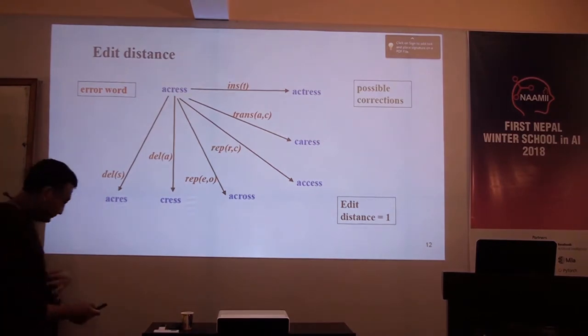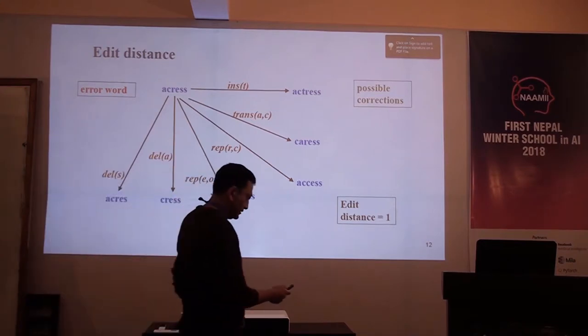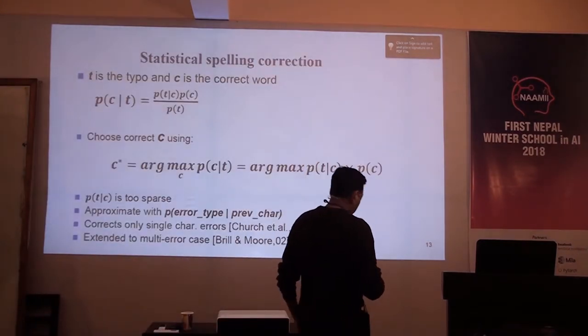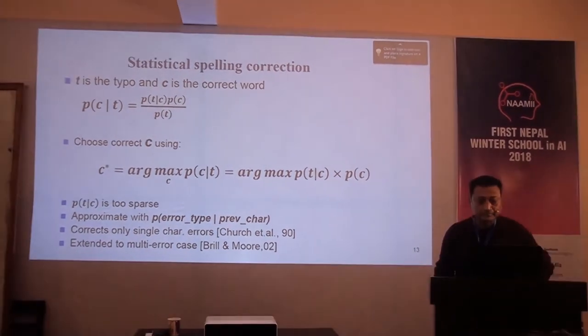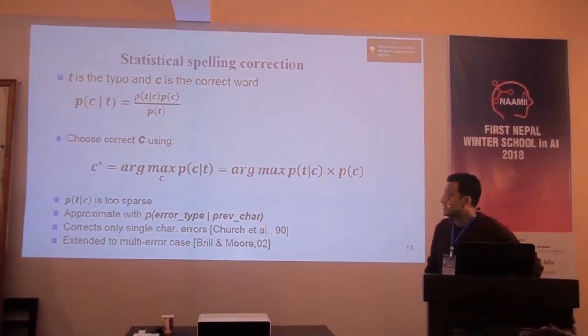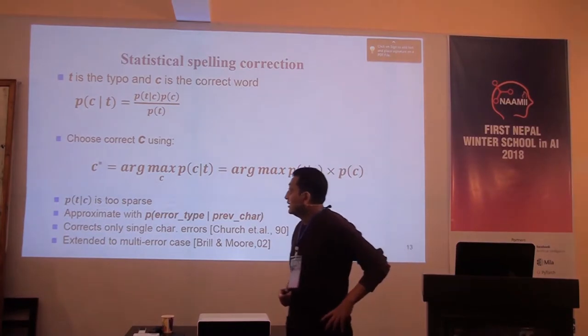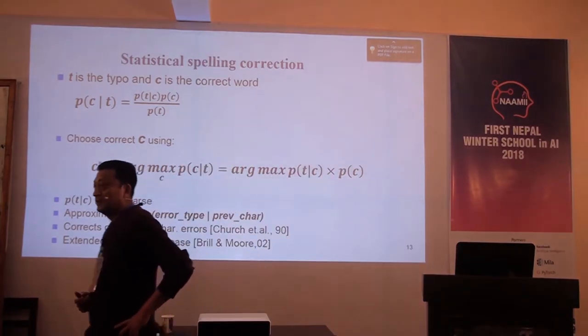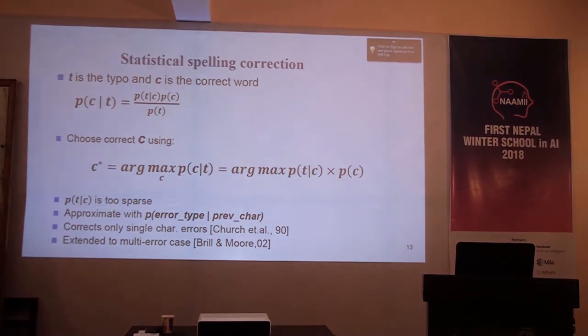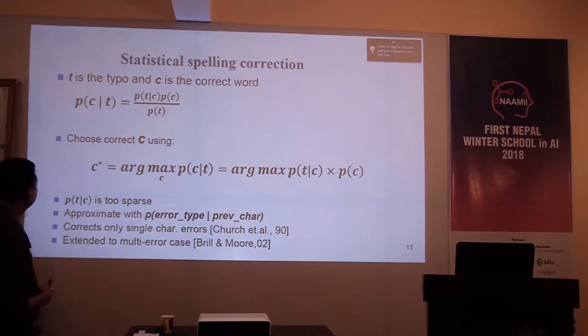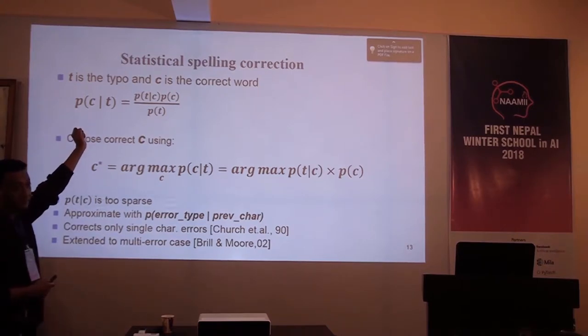Okay, so how can we try to solve this? We can use a statistical spelling correction. So we can use Bayes. T is our typo, the incorrect word, and C is our correct word, okay? So we can say that the probability of the correct word given the incorrect word is given by Bayes' rule, okay?